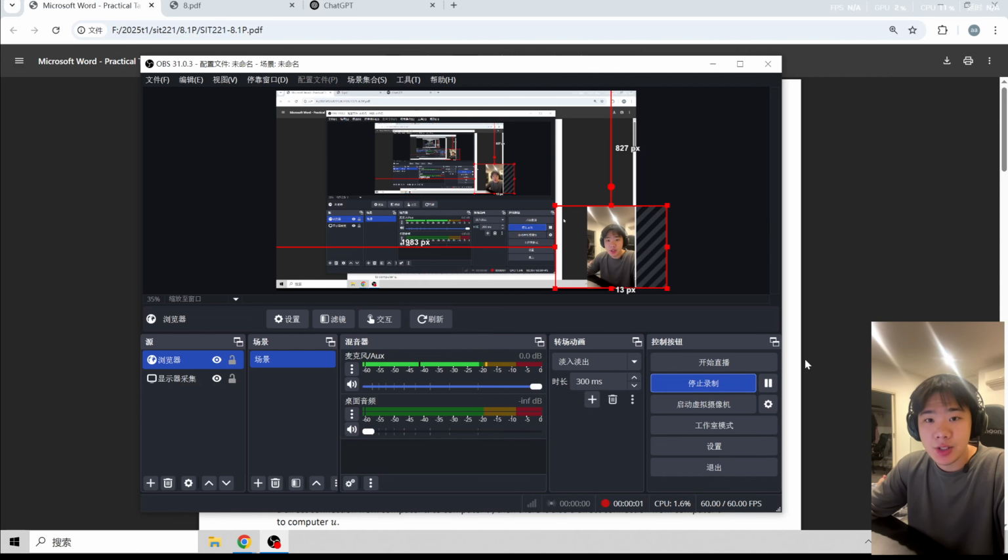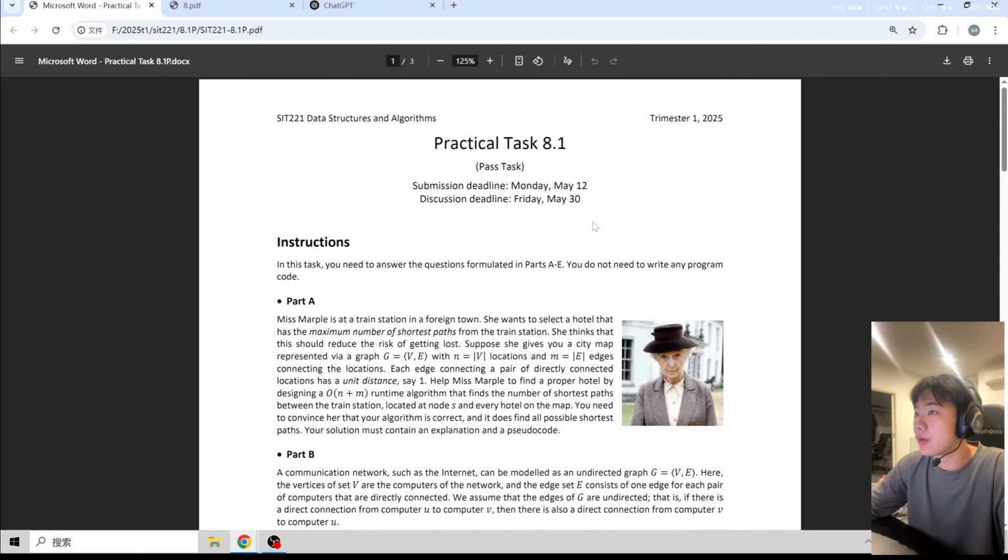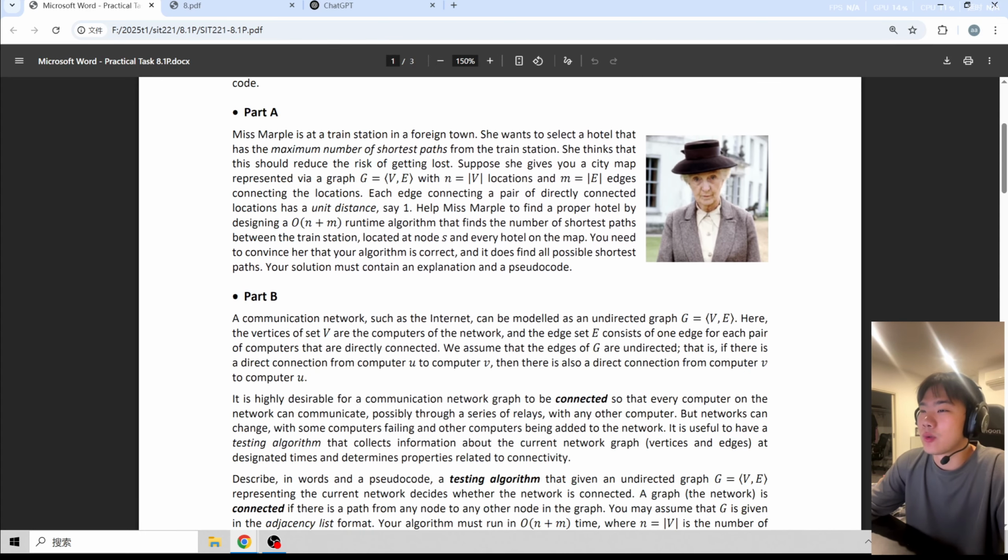Hey, this is Shija speaking, and I will record practical task 8.1 for SIT221. So move to question A. She wants to find a hotel that has the maximum number of shortest paths from the train station.